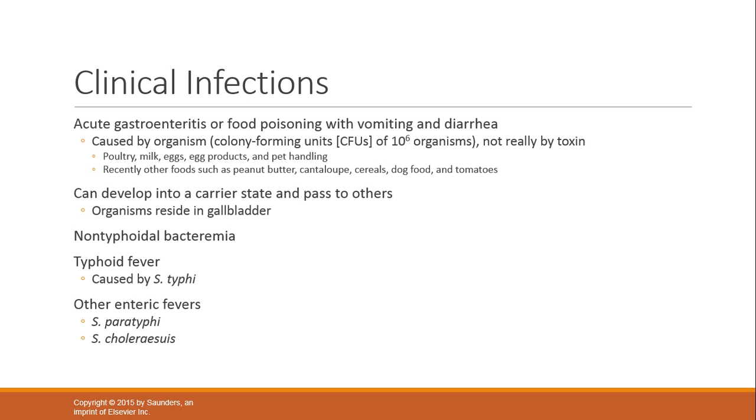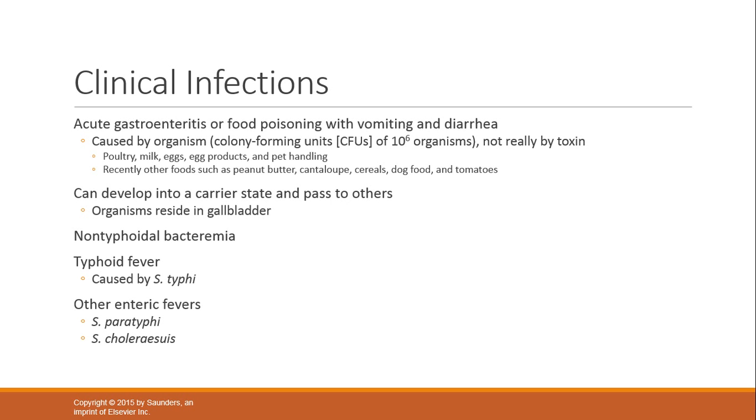Clinical infections, this is kind of easy. You've probably heard of Salmonella. What does it cause? Diarrhea, dysentery, yeah. Most of our gastroenteritis organisms will cause diarrhea. You might have some vomiting or abdominal cramps. It's caused by, let's see, 10 to the 6 organisms. So it's caused by the organism itself, not a toxin that it creates, like E. coli O157:H7 produces a toxin that causes the infection, whereas here the organism causes the infection, not a toxin.